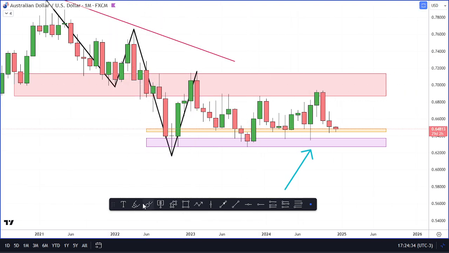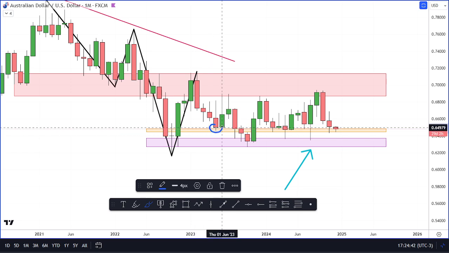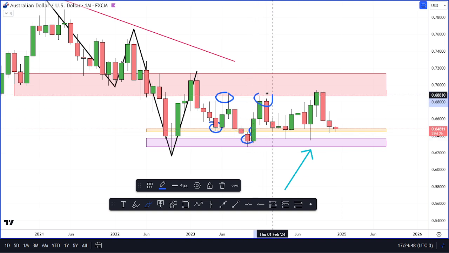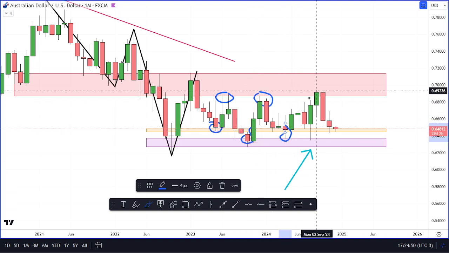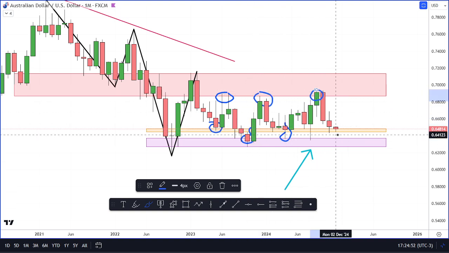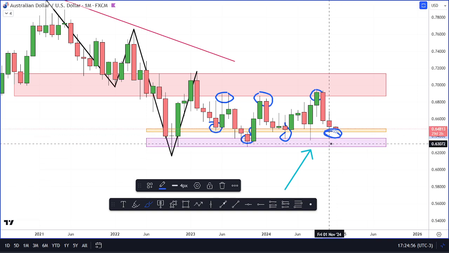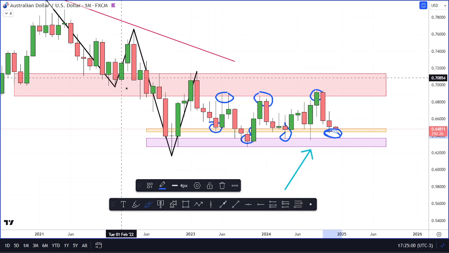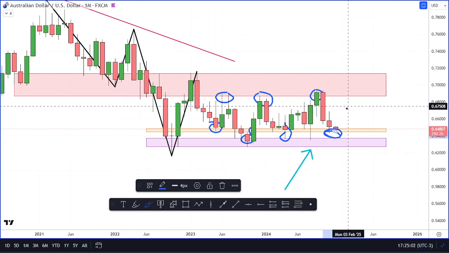Then it started consolidating at this point. So once it got rejected here, we got our first support right here. Then we got a resistance here. And we got another support here. Another resistance here. Support, resistance, and now at support area. So the market right now is at support area, which means the market is down in line with the short-term downtrend. The market is down.